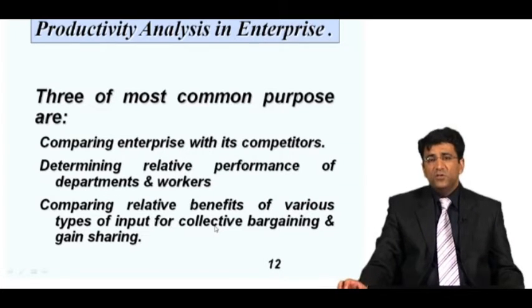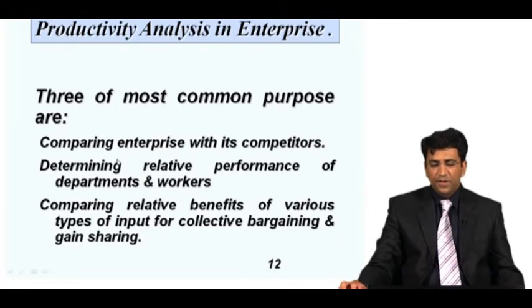Similarly, if we are able to measure the productivity for our different departments, we can have a sort of competition among the different departments, so that their performance may be improved in future. Then we can compare the relative benefits of various types of inputs for collective bargaining and gain sharing. Again, that is related to the efficient utilization of resources: if you are able to compare the relative benefits of various types of input, we can negotiate with our laborers, as well as negotiate the different compensation levels for our workers.